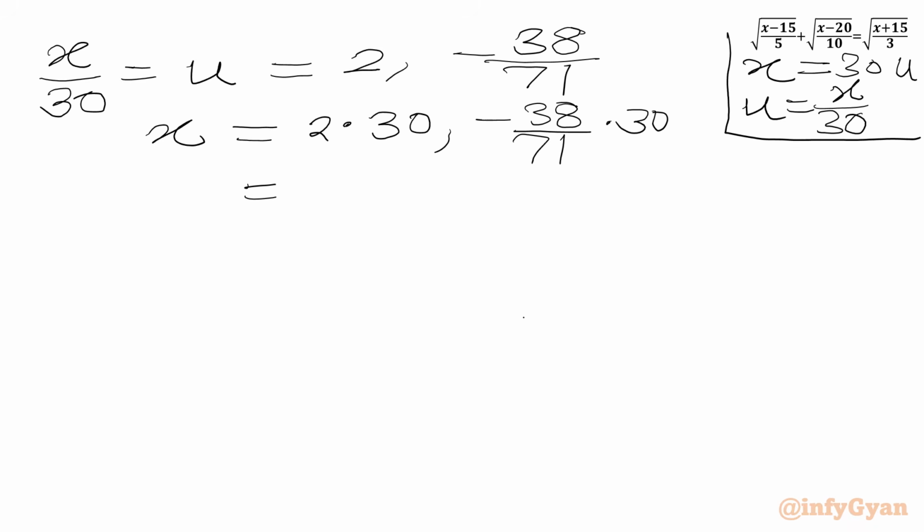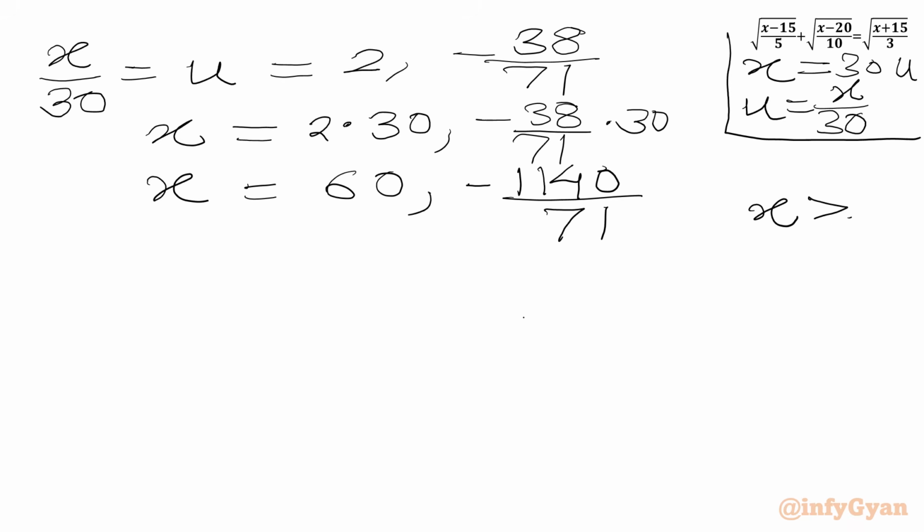So 2 times 30 is 60. Minus 38 times 30, so we will write minus sign, 1140 over 71. And we have a condition on x. X should be greater than or equal to 20. So on this ground, we can reject this negative value of x. So our single real solution will be x equal to 60.